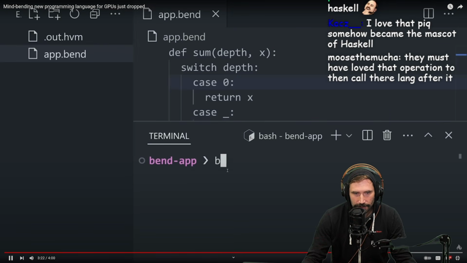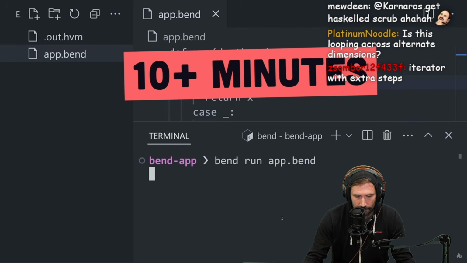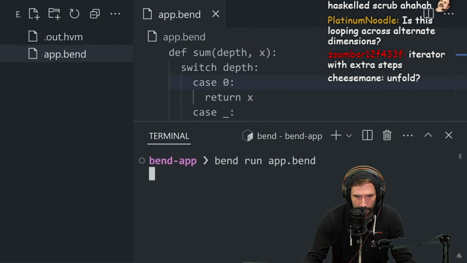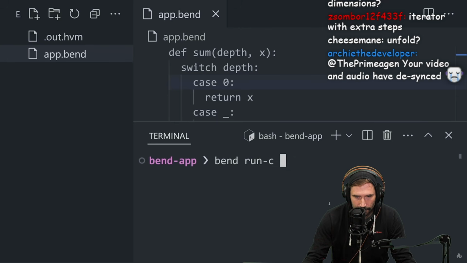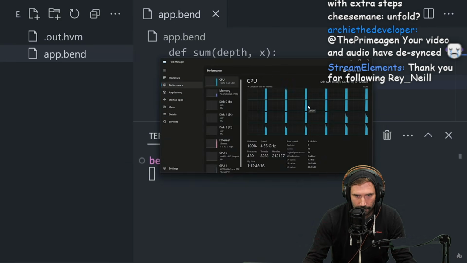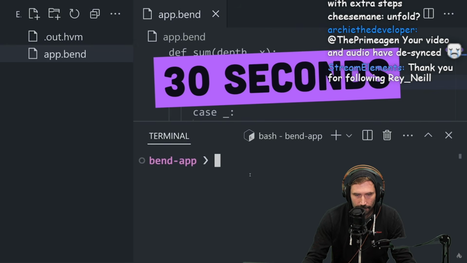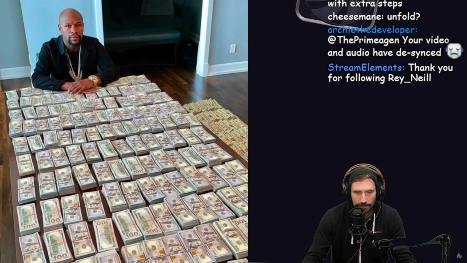But now let's see what this looks like from a performance standpoint. When I try to run this algorithm on a single thread, it takes forever, like 10 minutes or more. However, I can run the same code without any modification whatsoever with the bend run C command. When I do that, it's now utilizing all 24 threads on my CPU, and now it only takes about 30 seconds to run the computation. That's a huge improvement, but I think we can still do better.